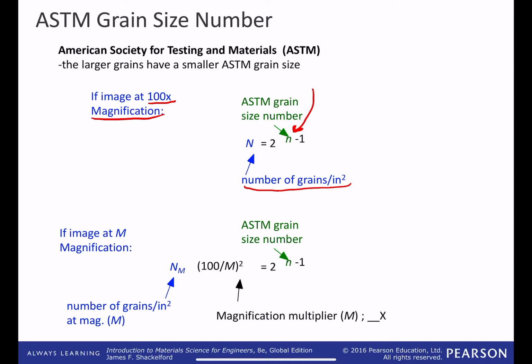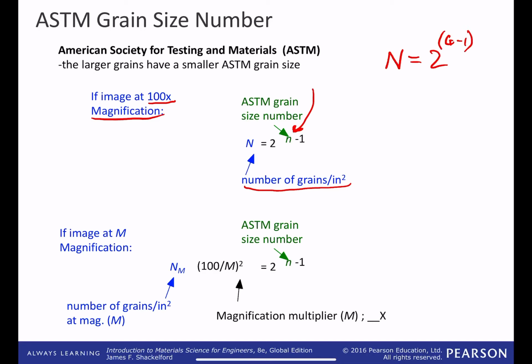Okay, so you'll note that in your textbook, this equation is presented to you outside of the ASTM format, so I'll bring that to your attention now and later in the slide. This is presented to you in your textbook as 2 to the G minus 1.